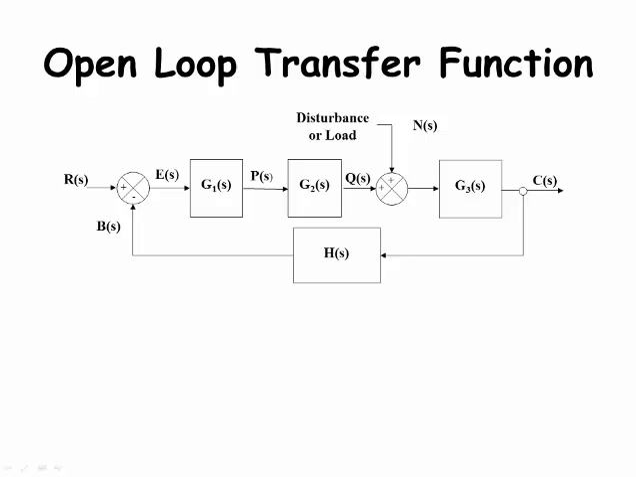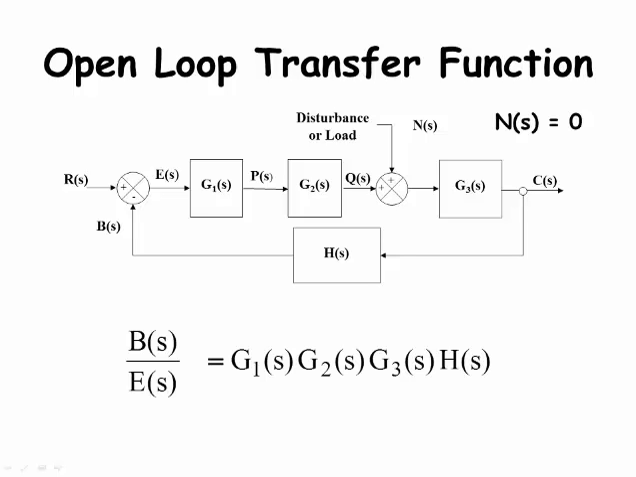and the sum is the input for the process transfer function G3. Sometimes, when working with a more complex block diagram, we will want to work with just a portion of the loop. One of the portions is called the open loop. We will assume that the disturbance input N is 0. This is when you are interested in the output response of B to a change in the input E. We can write that as a transfer function B over E, which is just the product of the transfer functions in series from the input to the output, which in this case is G1 times G2 times G3 times H. Again, this is called the open loop transfer function.